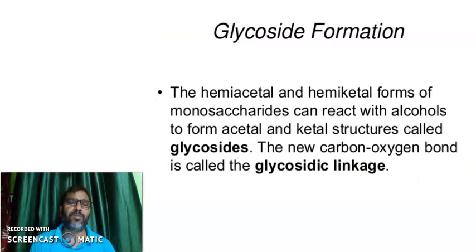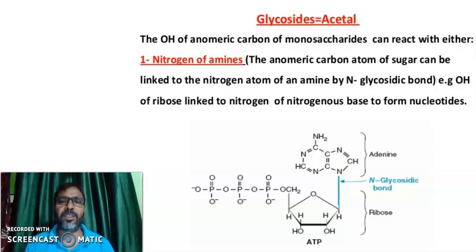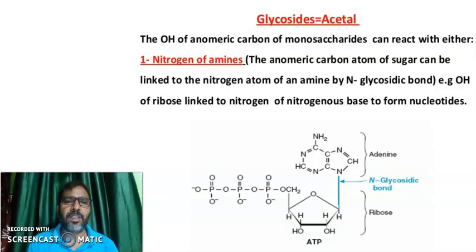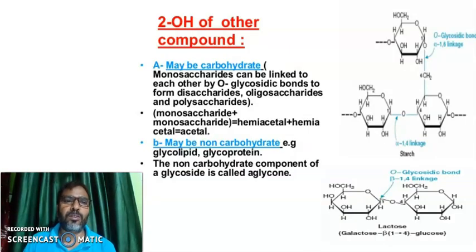Now friends, glycoside formation. In hemiacetal or hemiketal forms, a monosaccharide can react with an alcohol to form acetal and ketal structures called glycosides, and the new carbon-oxygen bond is called a glycosidic linkage. The OH of the anomeric carbon of a monosaccharide can react with the nitrogen of amines. The anomeric carbon of sugar can be linked to the nitrogen atom of an amine by a glycosidic bond. So the OH of ribose is linked to the nitrogen of a nitrogenous base to form nucleotides. Now the other compound may be a carbohydrate or a non-carbohydrate.